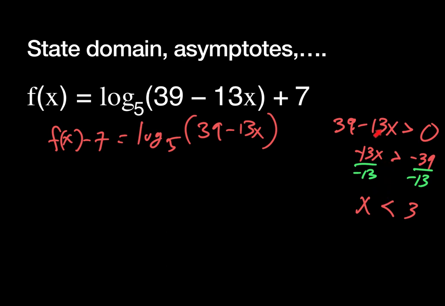Now, the other way around it, I could have added this to both sides, moved that 13x over, and then 39 is greater than 13x. Divide by 13, I have 3 greater than x, which is the same as x less than 3. So I have a restriction on my domain.